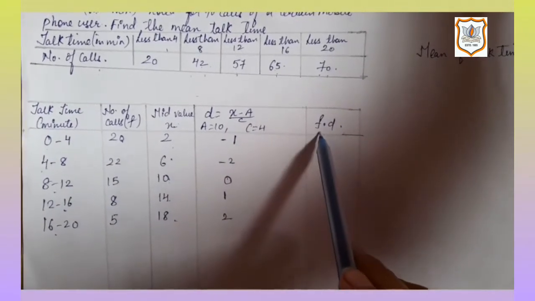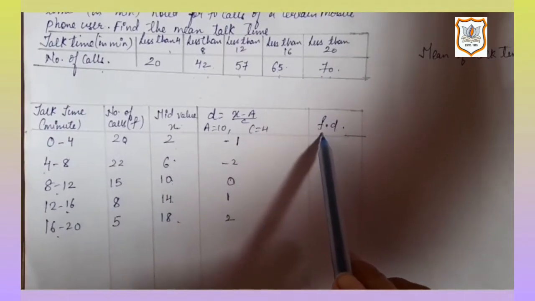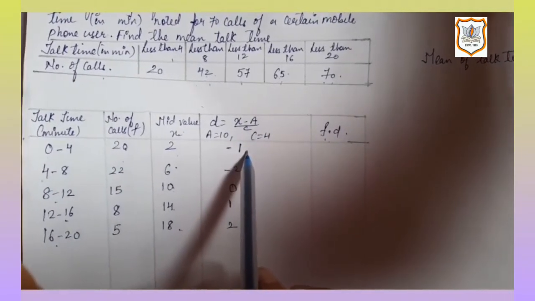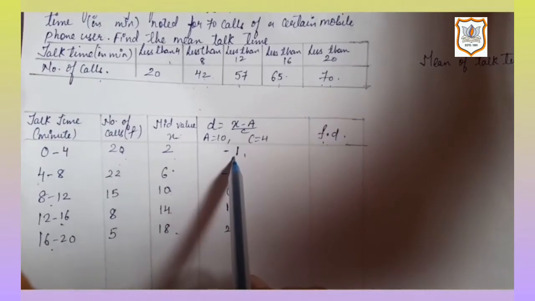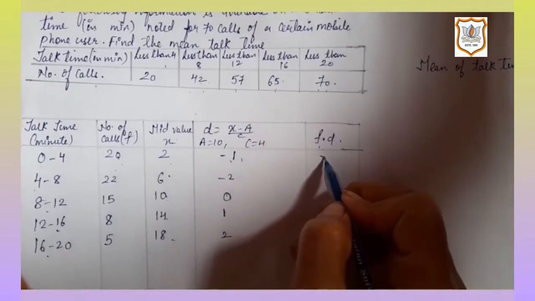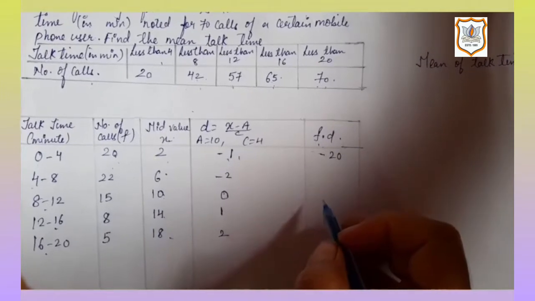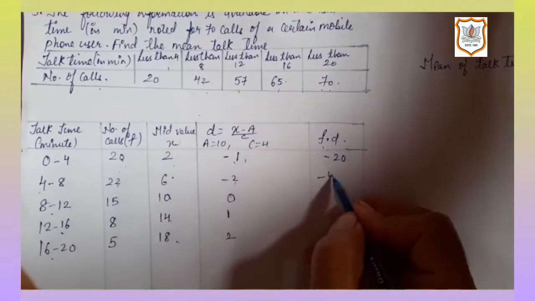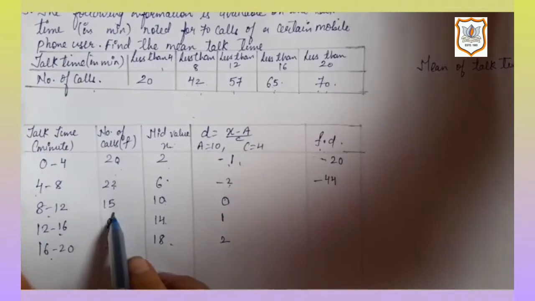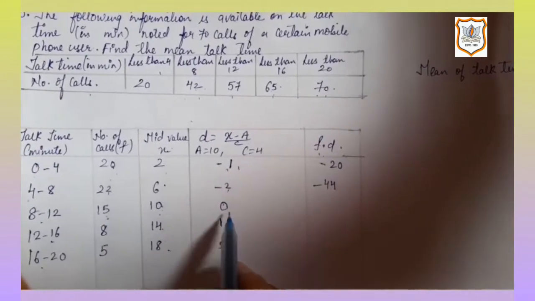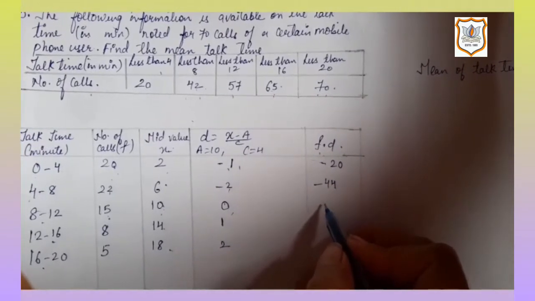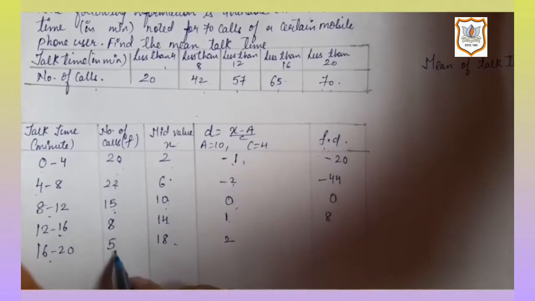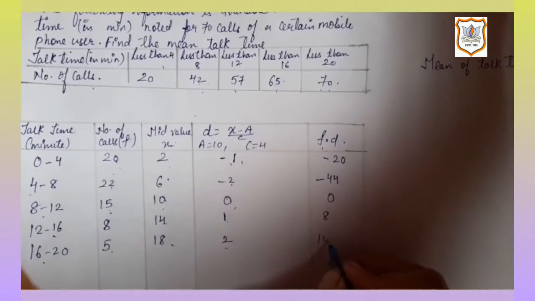Now we are going to find fd, that means frequency multiplied by d. So frequency 20 multiplied by negative 2, that is minus 40... Then 22 multiplied by negative 1, that is negative 22. Then 15 into 0, that is 0. 8 into 1, that is 8. Then 5 into 2, that is 10.